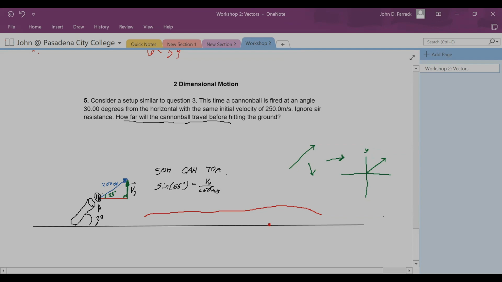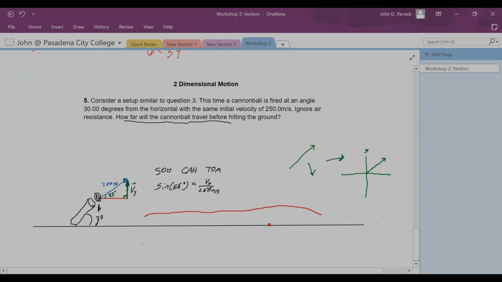So last time we were curious about the y direction, right? And we were curious how long it would take to hit the ground. Now we want to find out how far the cannonball will travel before hitting the ground. So we need something that tells us the final position in the x direction. And obviously there's a combination of velocities in x and y directions, so we'll have to consider that.